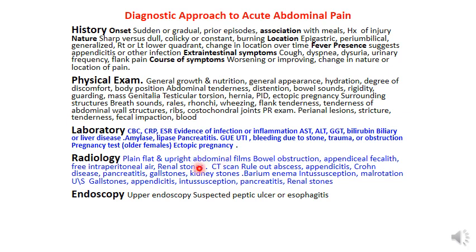Radiology: you may do flat and upright abdominal film for bowel obstruction, multiple air fluid levels, appendiceal fecalith, free intraperitoneal air, renal stone. CT scan or ultrasound to rule out abscess, appendicitis, Crohn's disease, and so on. You may do ultrasound to exclude gallbladder stone, pancreatitis, intussusception, and so on. And upper GIT endoscopy in cases of peptic ulcer disease or esophagitis.